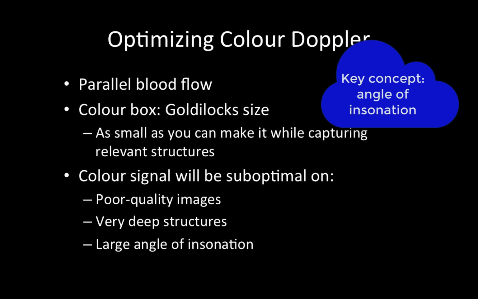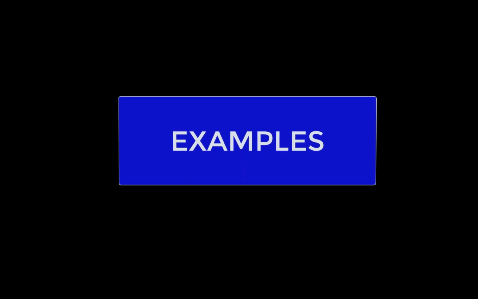And always note that your color signal will be suboptimal if your image is generally of poor quality, if the structures being interrogated are very deep, or if you have a large angle of insonation, meaning that you're not very close to being parallel to the direction of blood flow. Alright, now we'll go through several examples to illustrate the uses of each type of Doppler.